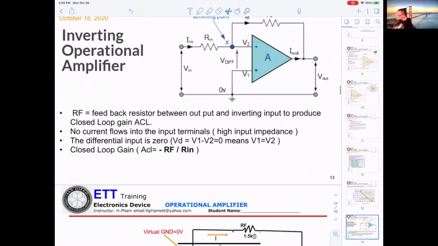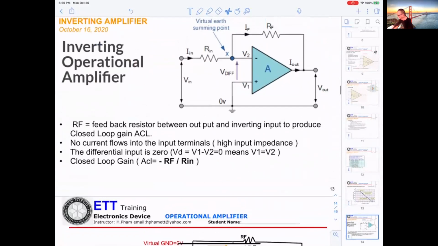Now, the first one we will learn is called the inverting amplifier. First thing, I can tell you why they call it inverting. The input Vin, right here, is connected to the negative input. That's why they call it an inverting amplifier. If they connect to the positive input of the op amp, they call it non-inverting.